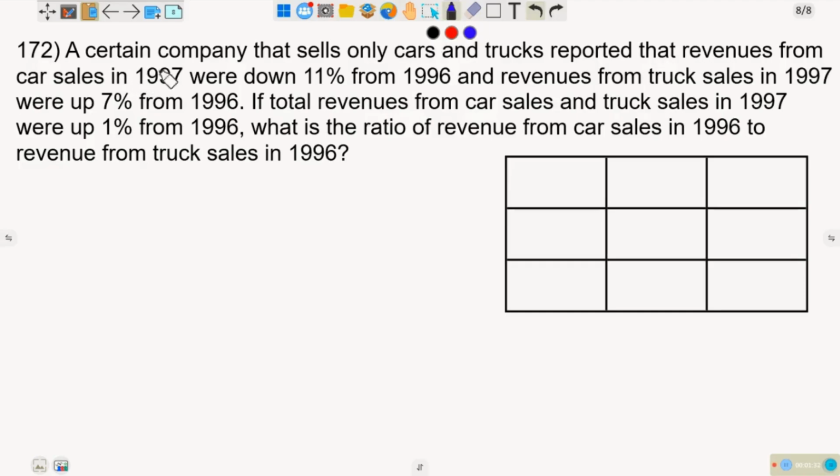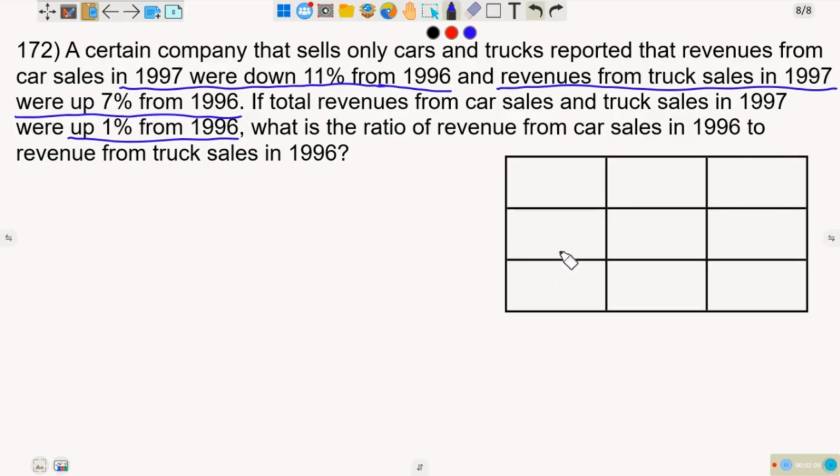The question says, a certain company that sells only cars and trucks reported that revenues from the car sales in 1997 were down 11% from 1996 and revenues from the truck sales in 1997 were up by 77% from 1996. If total revenues from car sales and truck sales in 1997 were up 1% from 1996, then what is the ratio of revenue from the car sales in 1996 to revenue from the truck sales from 1996?